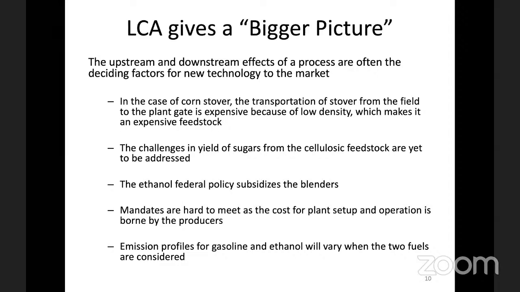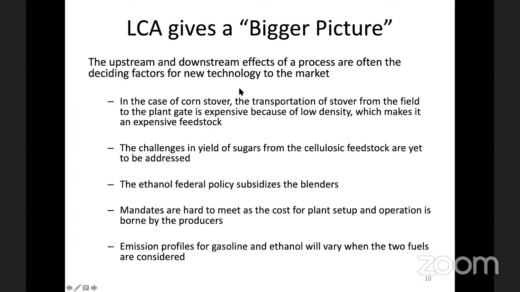Mandates are hard to meet as the cost for plant setup and operation is borne by the producer. So once you have this mandated, but you have a different policy structure, it becomes hard to meet as the plant setup and operation becomes cumbersome for some of these producers.